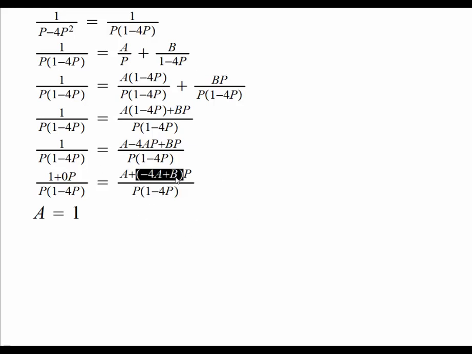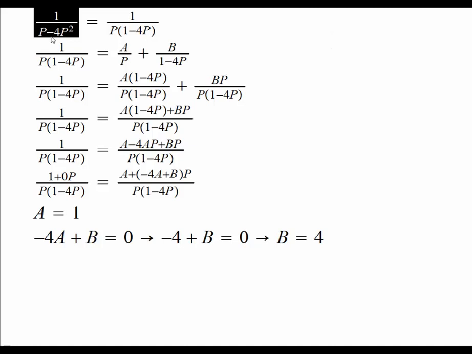So which means what? That my P is how much here? 0 in quantity. So what we have to obtain is that negative 4A plus B is 0. Now we just found that A is 1. So negative 4 plus B is 0, and that gives us B is simply 4.